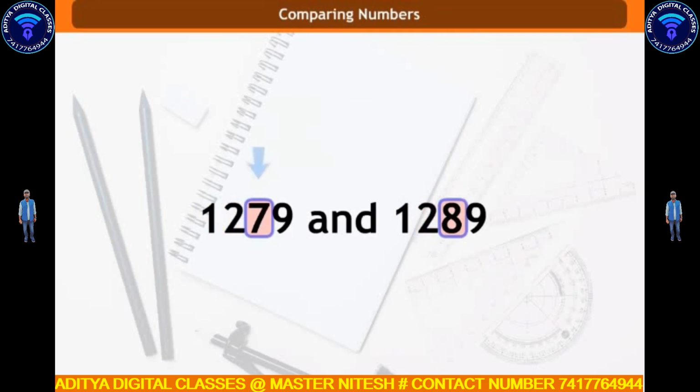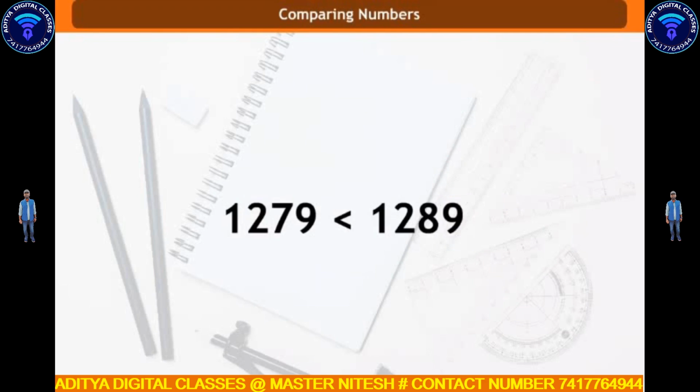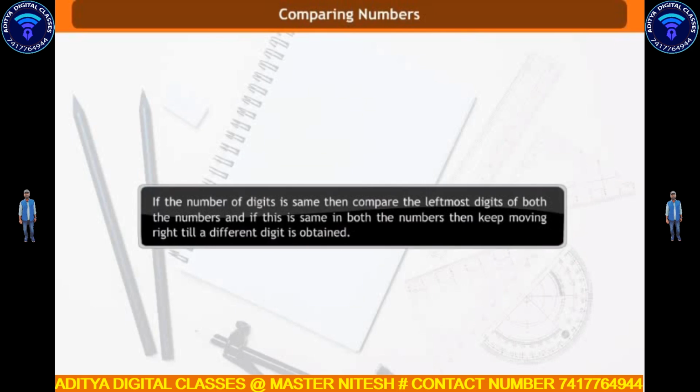We find that in 1279, the next number is 7, and in 1289, it is 8. Since 8 is greater than 7, so 1279 is lesser than 1289. Hence we say that if the number of digits is same, then compare the leftmost digits of both the numbers. And if this is same in both the numbers, then keep moving right till a different digit is obtained.